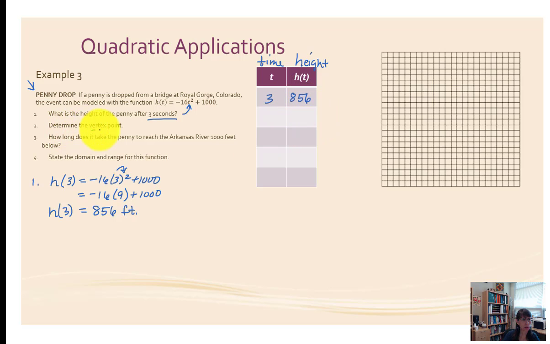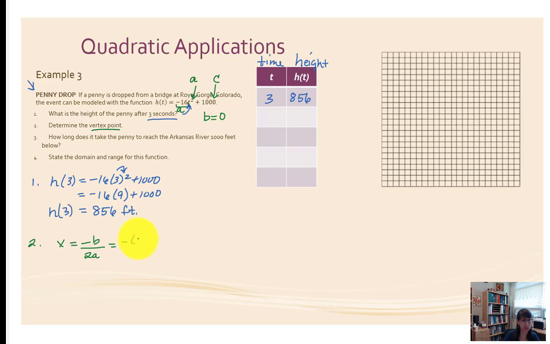For the second question, we'll determine the vertex point. For vertex point, x is equal to minus b divided by 2a. So we'll need to find the values of a and b back in the original function. Notice we have our second degree term, so that coefficient of negative 16 tells us the value of a, but 1,000 is the constant. That's the c value. We don't have any term here that's a first degree. Therefore, b must be 0.